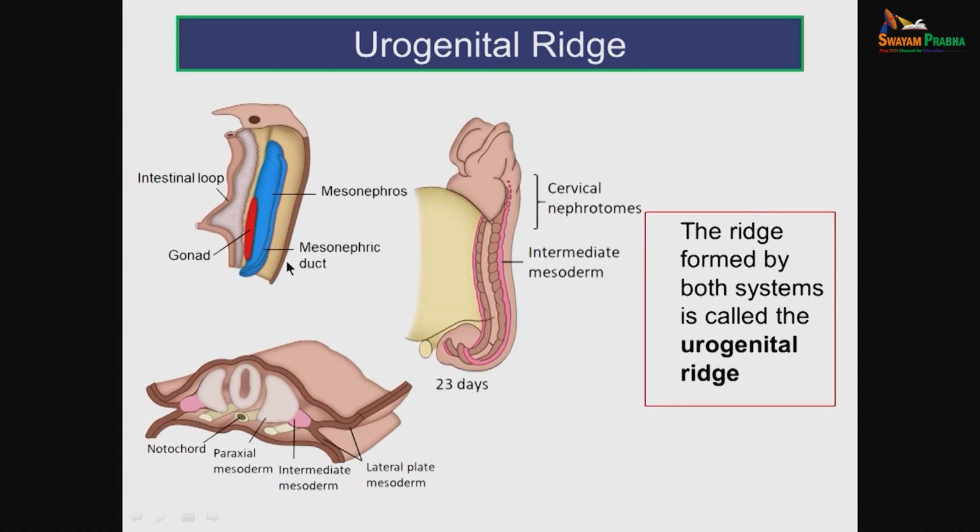Once the embryo folds and the peritoneal cavity is formed within the embryo and the gut tube is suspended by a dorsal mesentery, a ridge is formed by the intermediate mesoderm in the posterior wall of the embryo. This ridge is called the urogenital ridge, the ridge formed by both systems. We will focus on the urogenital ridge. You can see it in this picture.